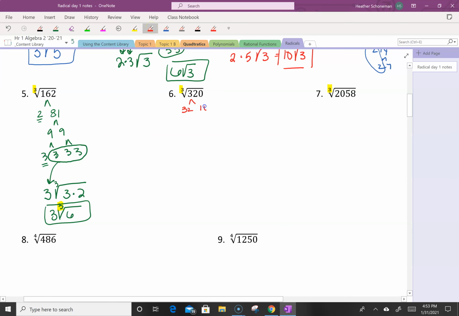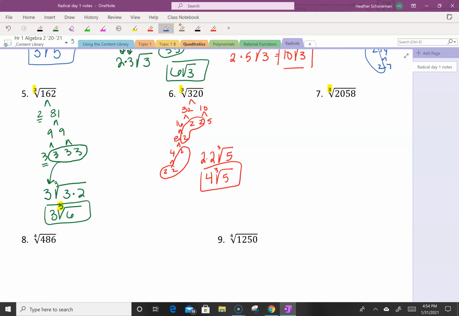32 would be 2 and 16, 16 is 2 and 8, 8 is 2 and 4, 4 is 2 and 2. So I'm looking for groups of 3 because it's the cube root. So outside I have a 2 times 2, and inside I have a 5. So this is 4 cube root 5.